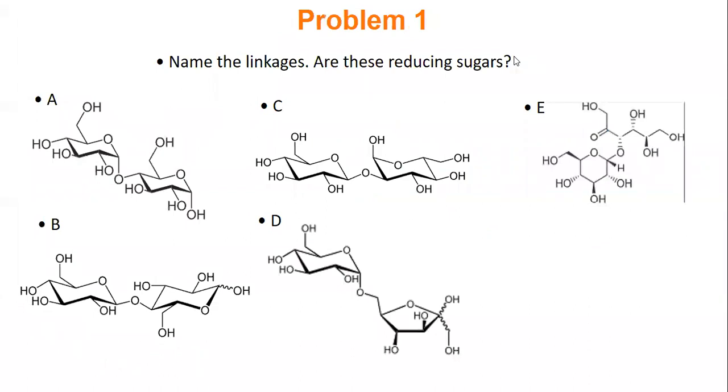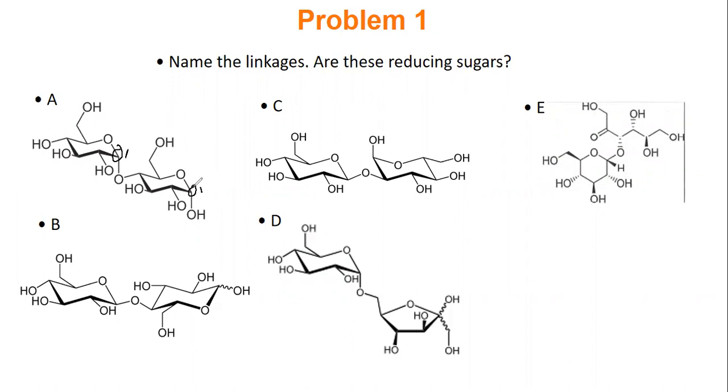All right, so here's some practice to name our linkages. I'll pause, take a minute, and see if you can figure this out. So let's take a look here. The first thing you should do is figure out where the anomeric carbon is. Right here, the anomeric carbon in a 6-membered ring is 1. And where's the anomeric carbon here? Well, it's right here. So this is carbon 1.